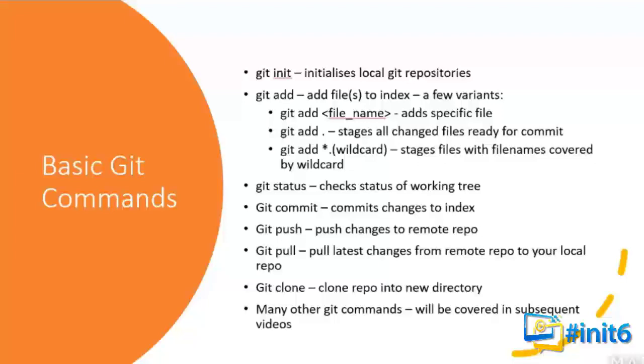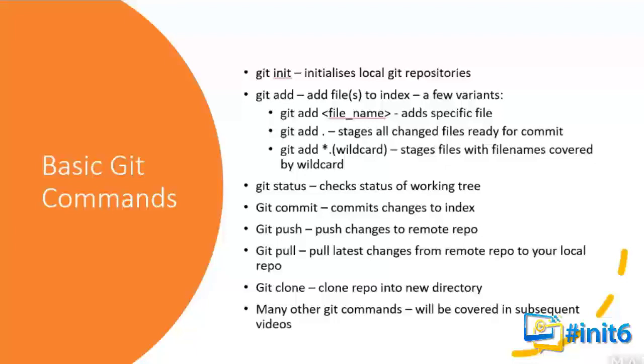The next command which you will use a lot is git add. So there's a few variants to the git add command. So if you do git add file name, that adds just that specific file that you've named. Git add followed by a period, or full stop as we know it in the UK, stages all changed files ready to commit them. And then another one is git add with an asterisk, a dot, and then a wildcard. So this stages files with file names covered by that specified wildcard.